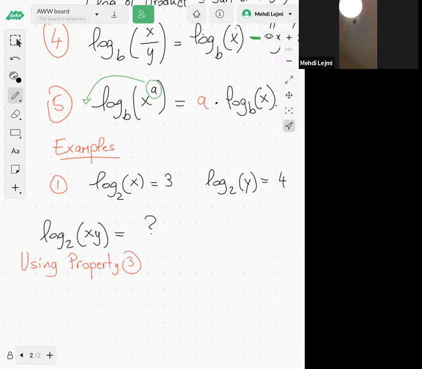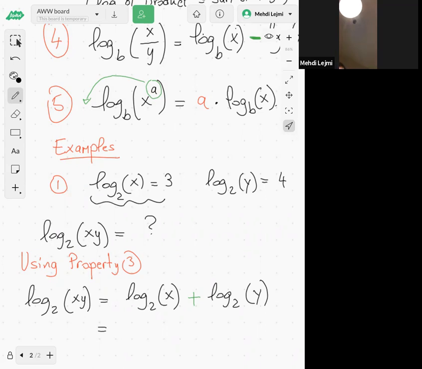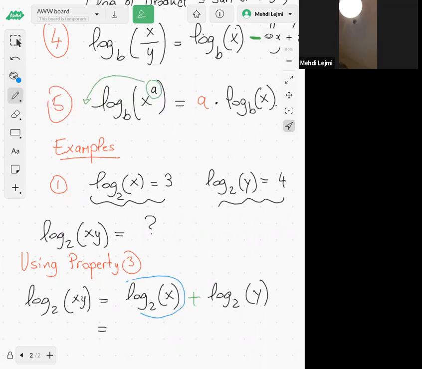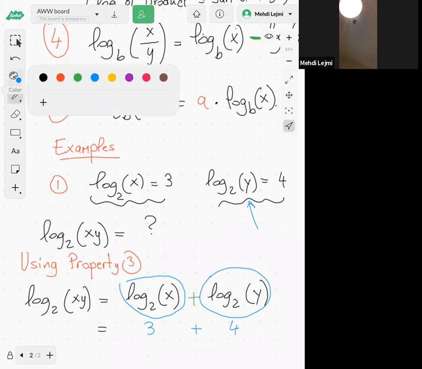So we're gonna use property number 3, which says that log in base 2 of xy is log in base 2 of x plus log in base 2 of y. And we know log in base 2 of x is equal to 3, and log in base 2 of y is equal to 4 because it's given in the problem. So 3 plus 4, the answer here would be 7.